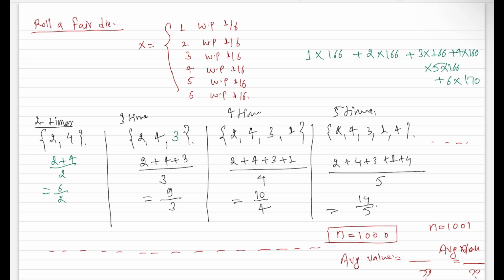So what we have done is roll the die 1,000 times, and what we are expecting is that 1 we will get 166 times, 2 166 times, 3 166 times, 4 166 times, 5 166 times, and 6 maybe 170 times out of these trials. And how many trials have we done? The total number of trials is 1,000.